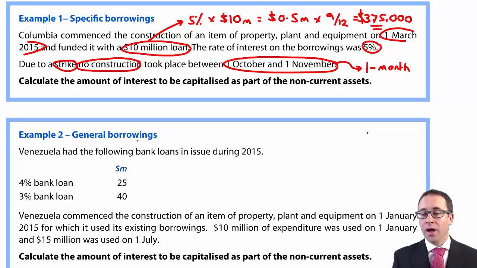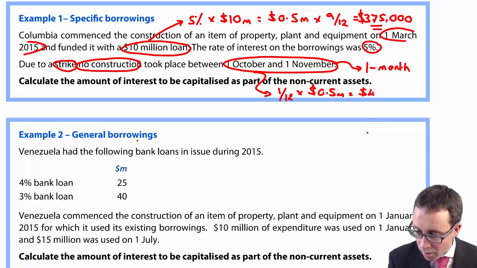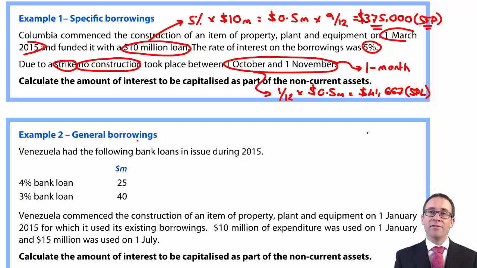Just be careful. The interest for 1 month, October, would be expensed to profit or loss. You're not asked for it within the question, but if you take 1/12 of the 0.5 million, that is 41,667. That amount will go to the statement of profit or loss, whereas our amounts capitalized as part of property, plant and equipment go to the SFP.